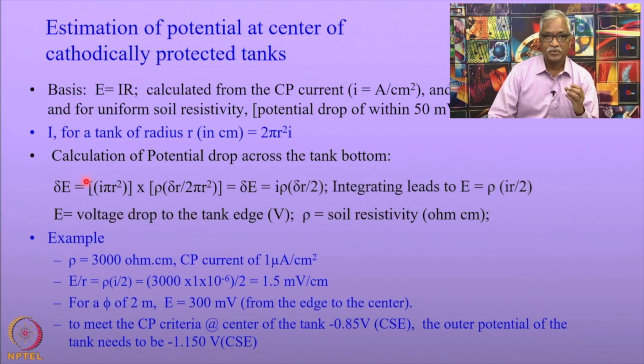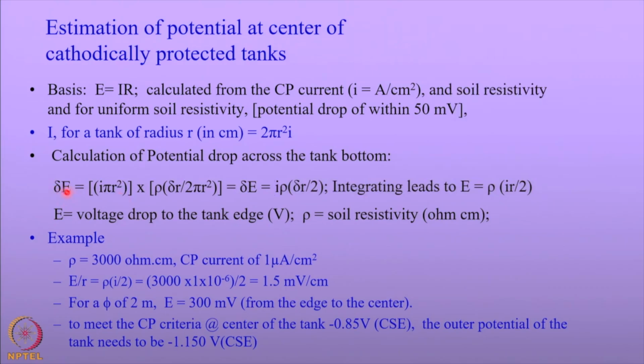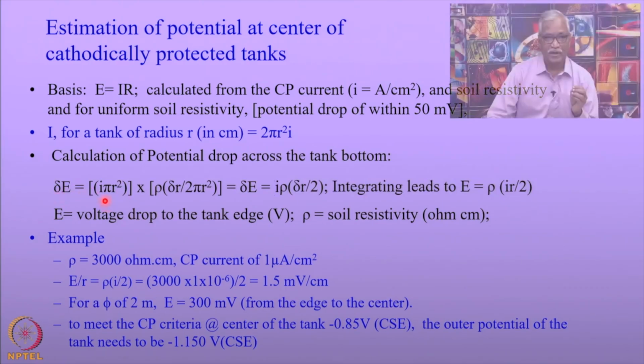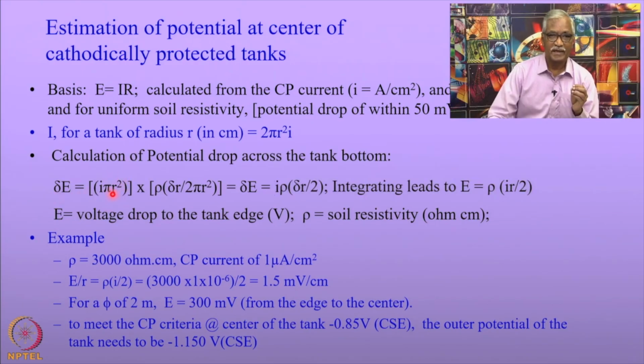The next step is to calculate the potential drop across the tank. The potential drop across the tank, delta E, can be calculated based on this equation, which is pi r square, which represents the total current, and rho delta r upon 2 pi r square. If you solve this equation, it becomes delta E upon rho into delta r by 2.